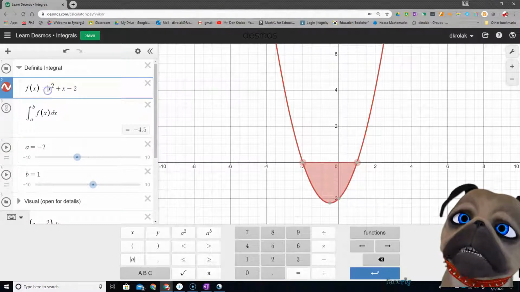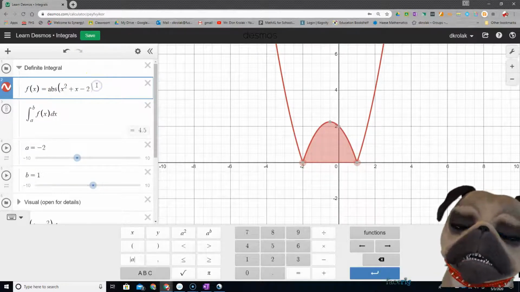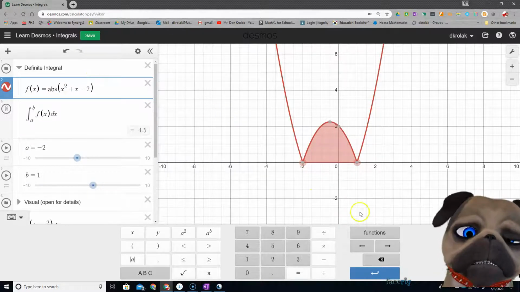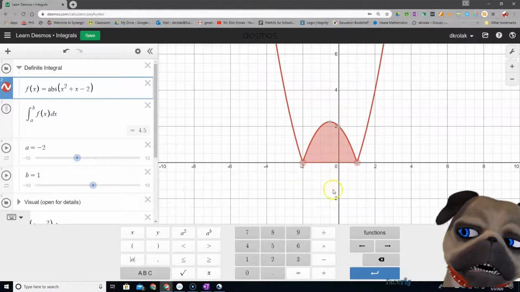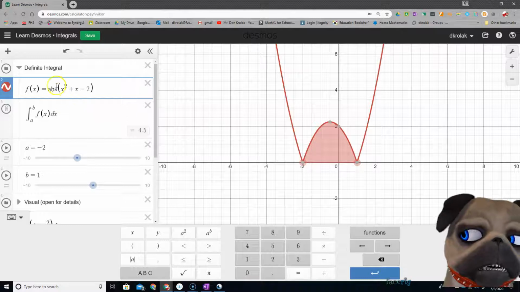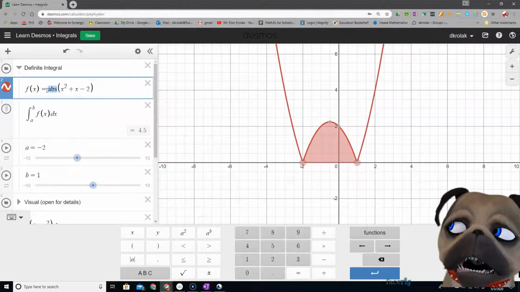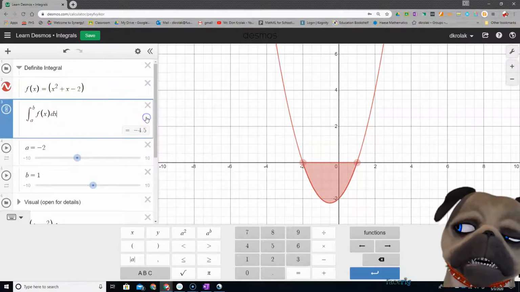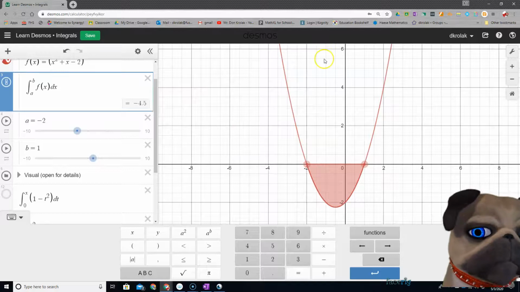There it is. Now I'm going to go ABS. There it is. Okay, so that's the area. ABS just takes any negative portion and flips it over the x-axis and makes it a positive. If it's a positive portion, it doesn't flip anywhere. Okay, so that's the other way you can do it there. Alrighty.